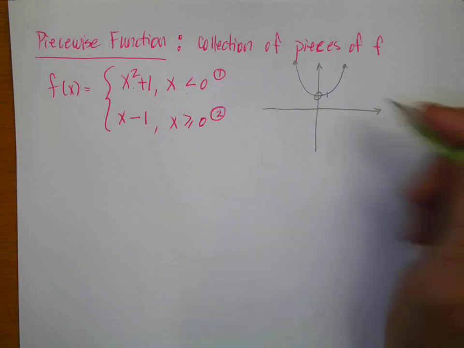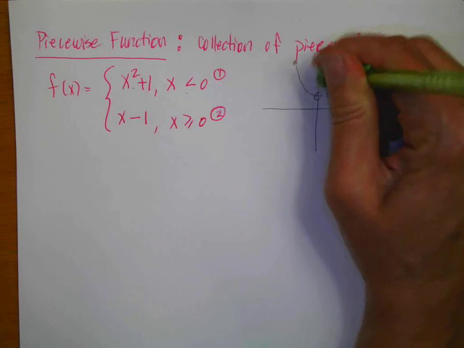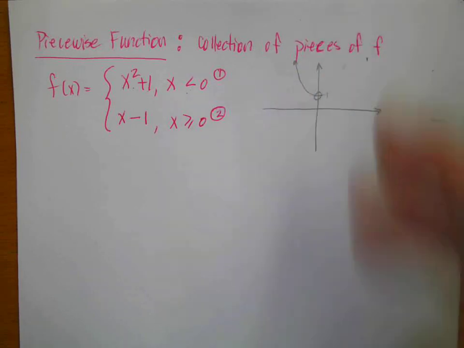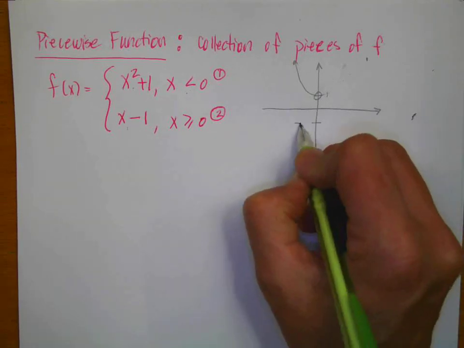So I'm going to put an open circle because it's not included on the 0. Less than goes to the left. And then I'm going to erase everything on the right. Okay? Now I'm going to manage this part.